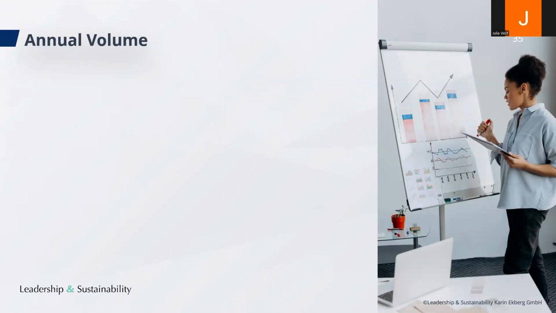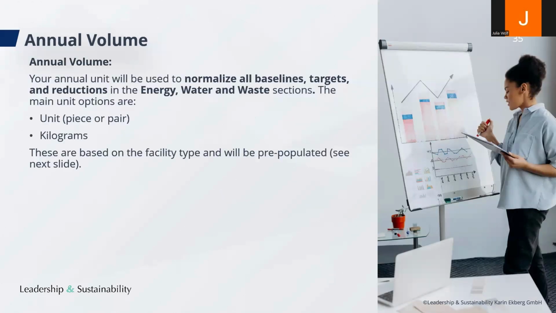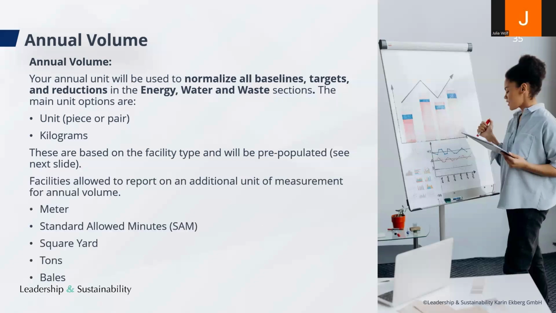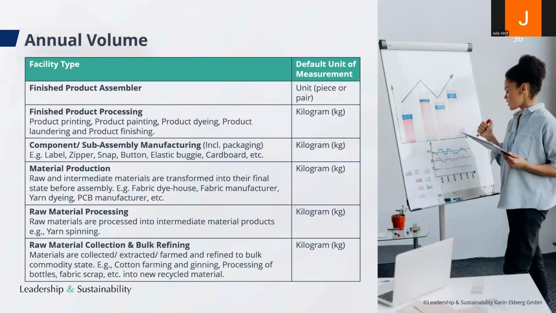This is for the finished product assembler, and then you have kilograms. They are based on the facility type, and these will also be pre-populated for you. But you are also allowed to report on an additional unit of measurement for your annual volume of production. So that can be meter or standard allowed minutes, etc. And here you see the table with the default unit of measurement that you will have. So for finished product assembly, you have units, and in all other cases, you have kilograms.